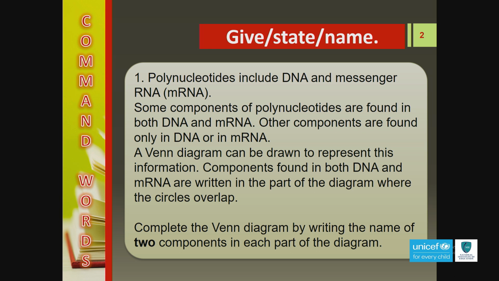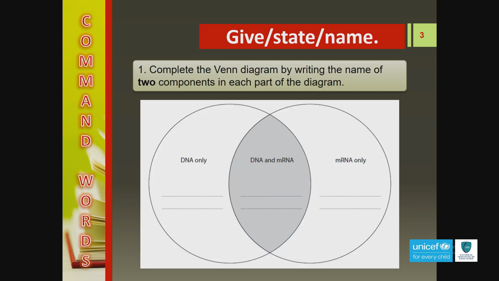Polynucleotides include DNA and messenger RNA, mRNA. Some components of polynucleotides are found in both DNA and mRNA. Other components are found only in DNA or mRNA. A Venn diagram can be drawn to represent information shown. So the question says: complete this Venn diagram by writing the name of two components in each part of the diagram.